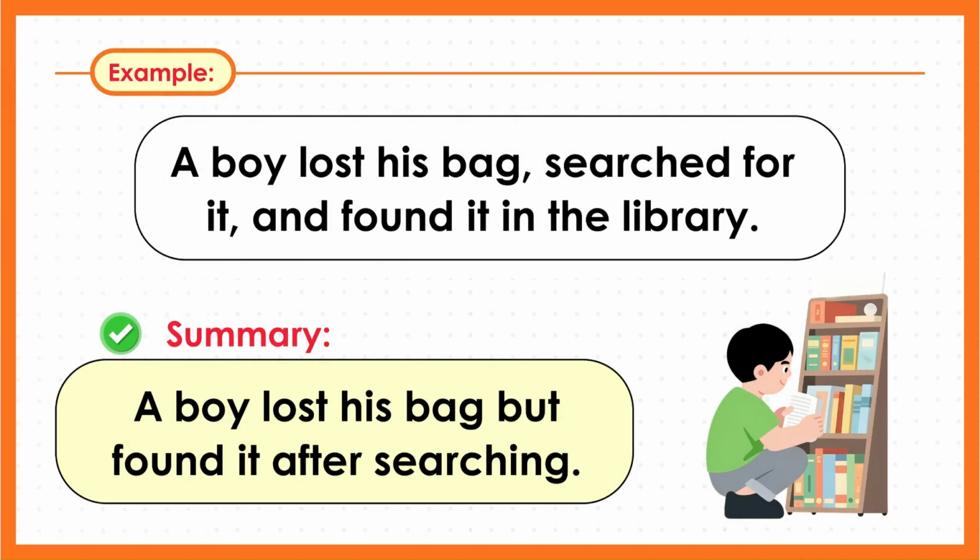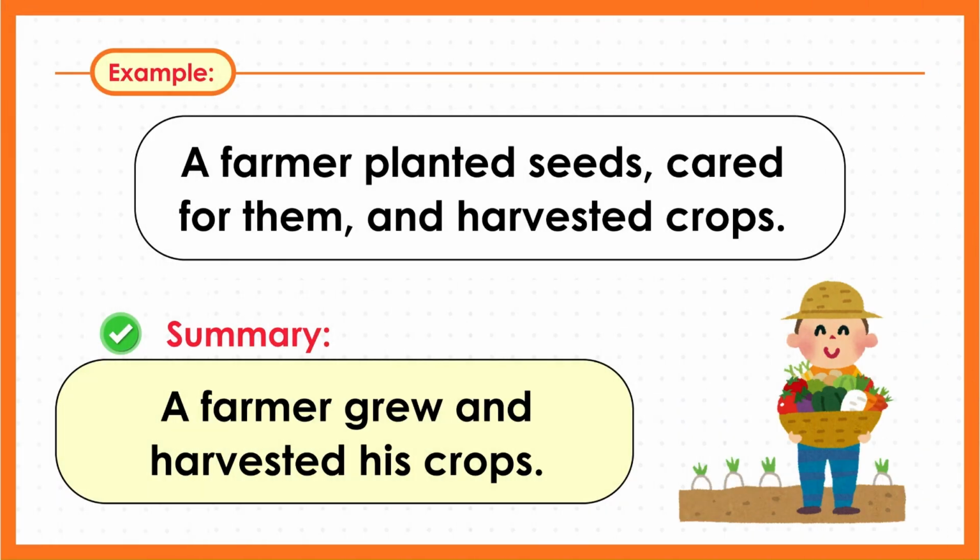Example of summarizing story events. A boy lost his bag, searched for it, and found it in the library. Summary for this story: a boy lost his bag but found it after searching. Another example: a farmer planted seeds, cared for them, and harvested crops. Summary: a farmer grew and harvested his crops.